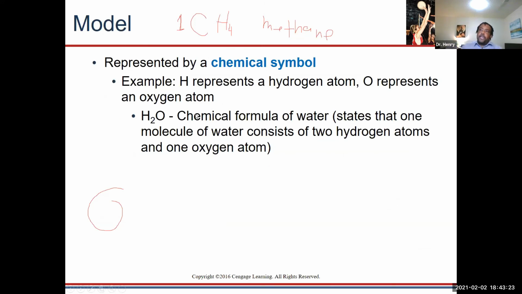Okay, so like I said, we often will use symbols to let us know what atoms we're talking about. Carbon is different than hydrogen. Methane is different than oxygen. So they're going to behave differently, so we need to be able to know the difference. What is the symbol for water?